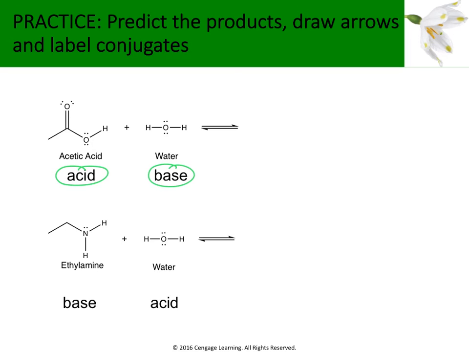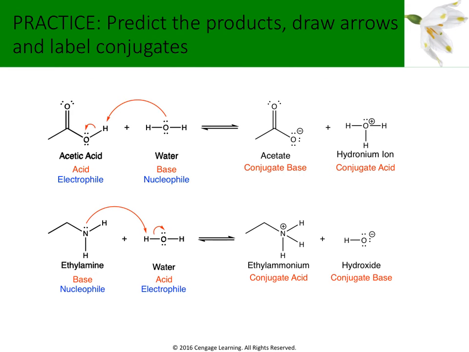And notice that water in the top reaction is acting as a base, and in the bottom reaction it's acting as an acid. This just shows that compounds can act either as the acid or the base depending on what they're paired with. So here is the answer.